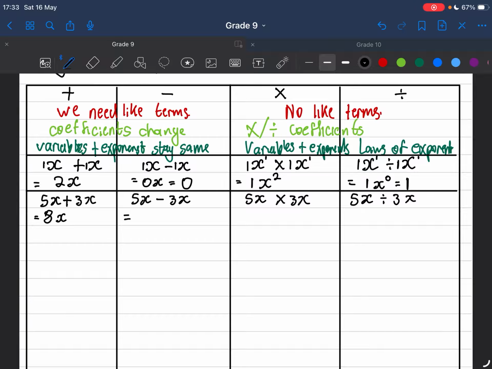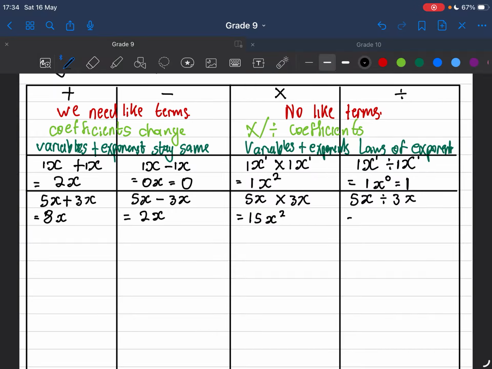5x minus 3x, x's and x's are like terms. 5 minus 3 is 2, and x stays the same. 5x times 3x, so we don't care about like terms, it doesn't make a difference. We multiply, so when you're multiplying, you say 5 times 3 is 15, and for your variable exponents, you apply laws of exponents. So x times x is going to be x squared.